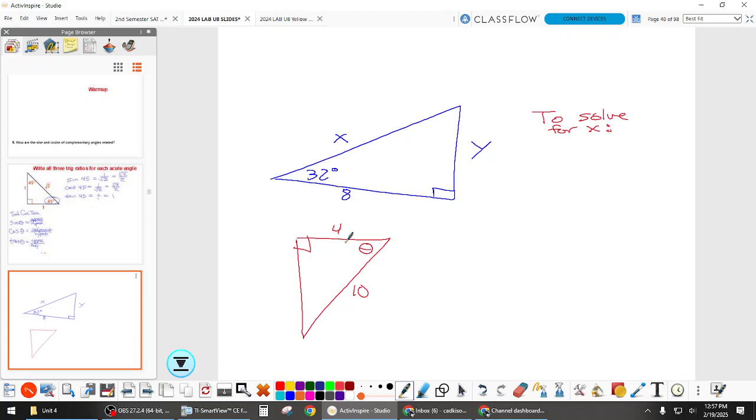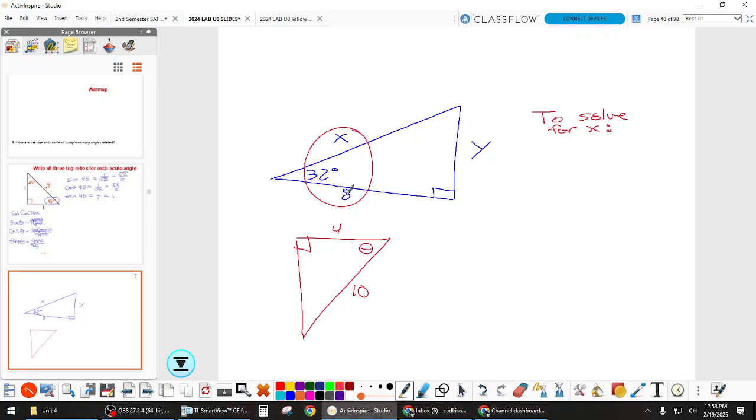Okay? So do you agree the known pieces are 8 and 32, 8 side length, 32 angle? Okay? And we want to solve for x. So we need one of those ratios that relates those three things. So this is where you're going to start practicing using SOHCAHTOA to help you. Okay? So think of SOHCAHTOA. And for this 32 that was given, what is the 8?